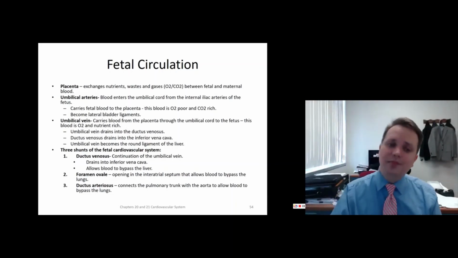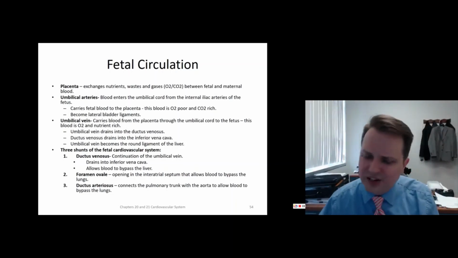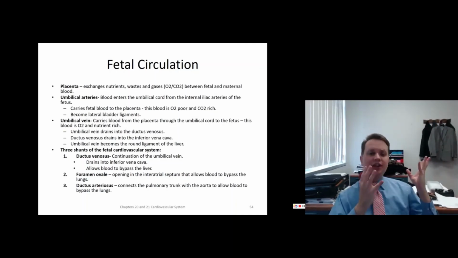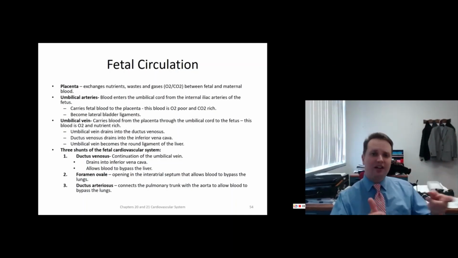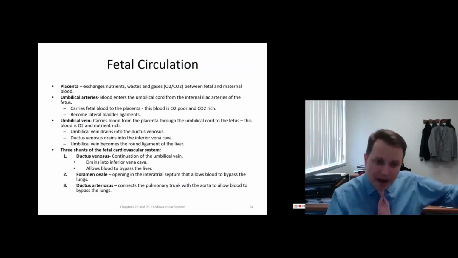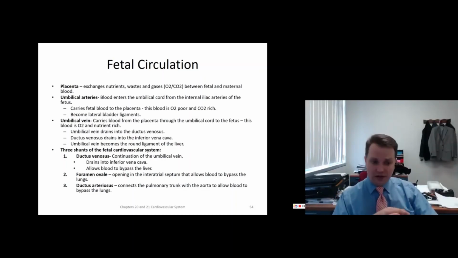It isn't metabolizing; it is making some proteins and doing the other liver things, but it's not really needed to do as much. It doesn't need to metabolize. Mama's liver does all that. So we don't need to get as much blood to the liver. We bypass it, or shunt it away from the liver. That's what the ductus venosus does. Ductus venosus is the liver bypass.